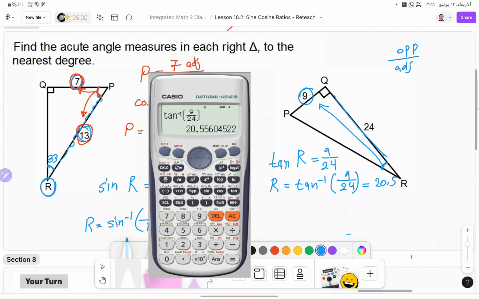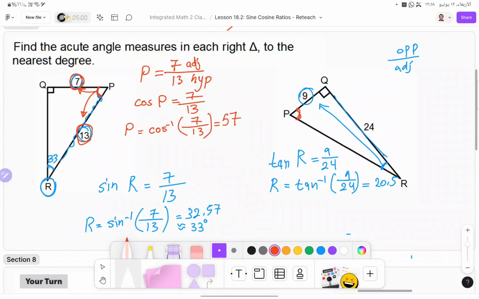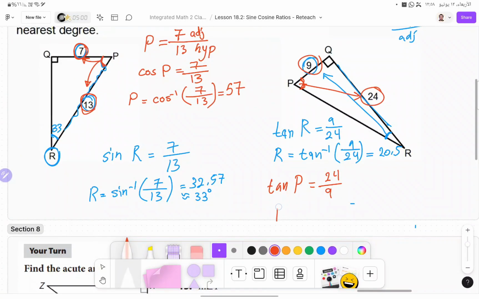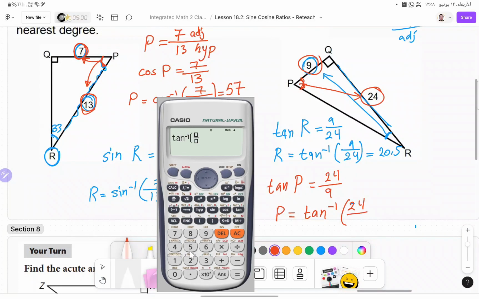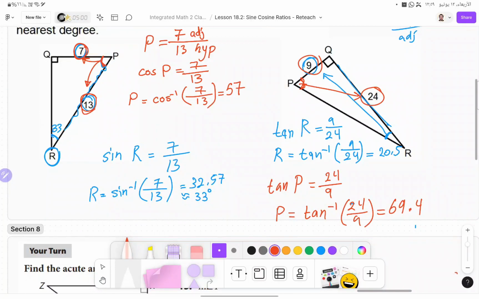So R is equal to 20.5. The last one now is angle P. What's the relationship here? Opposite over adjacent, same thing. Also we can use tangent. So tangent of P is equal to opposite 24 over 9. So P is equal to inverse tangent of 24 over 9, which is equal to 69.4. I hope you understand this.